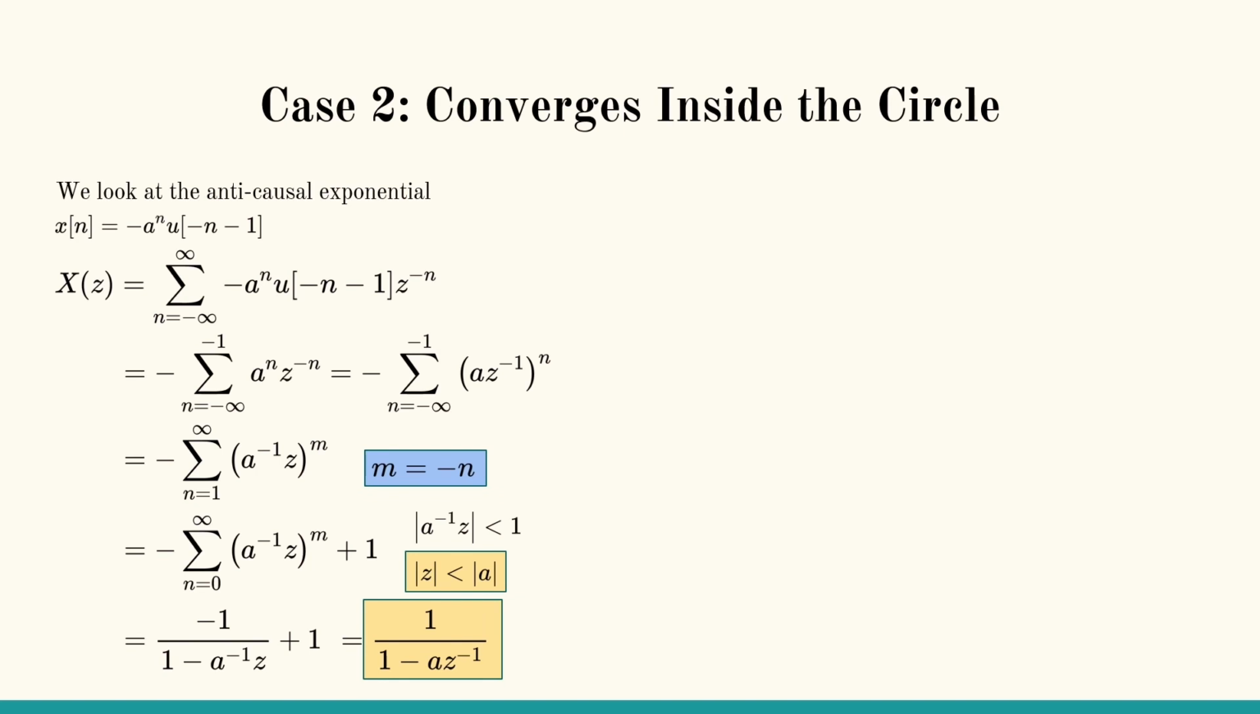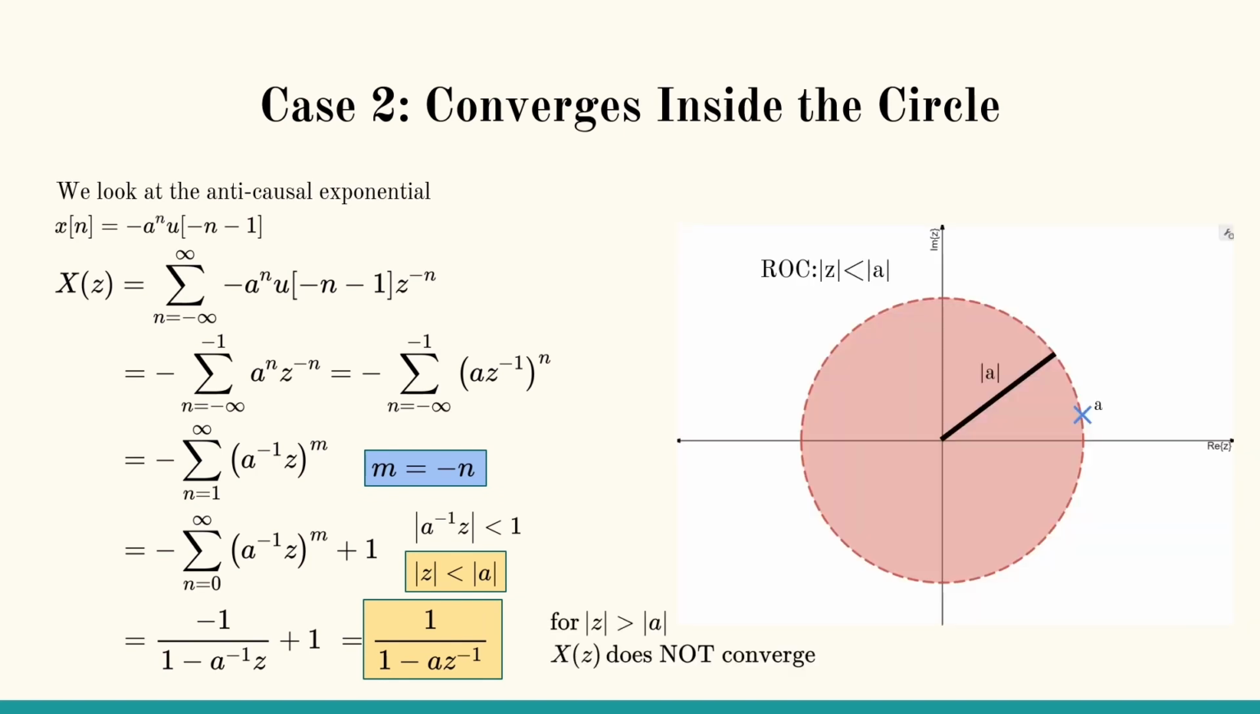If we were to plot this, we get this graph, with the circle being a radius of A, everything outside of the circle does not converge, or Z greater than A does not converge. Everything inside the circle, or Z less than A, does converge.